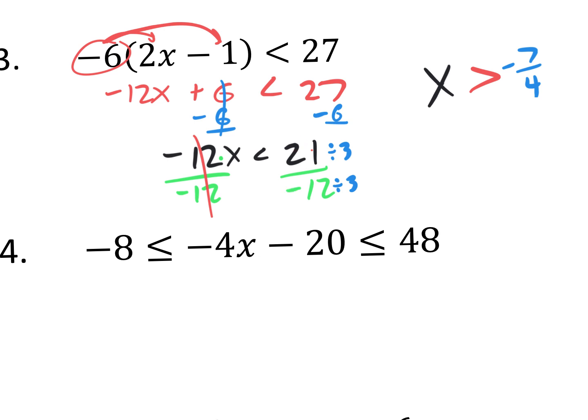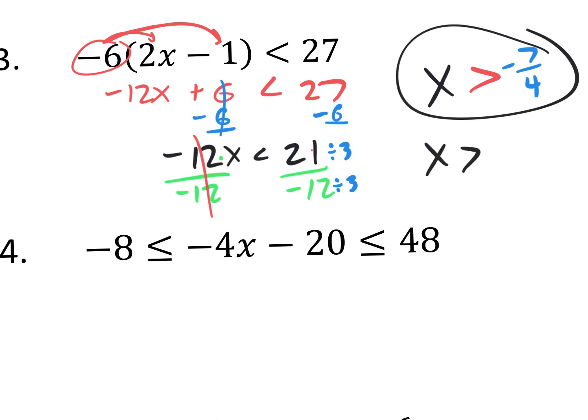So your answer would be x is greater than -7/4. That's one acceptable answer. Or you could also say x is greater than 7 divided by 4. It'll go in one time, and you have a remainder of 3 over the original 4, and it is negative. So x is greater than -1 3/4. That's also an acceptable answer. I would just say leave it as an improper fraction, though.